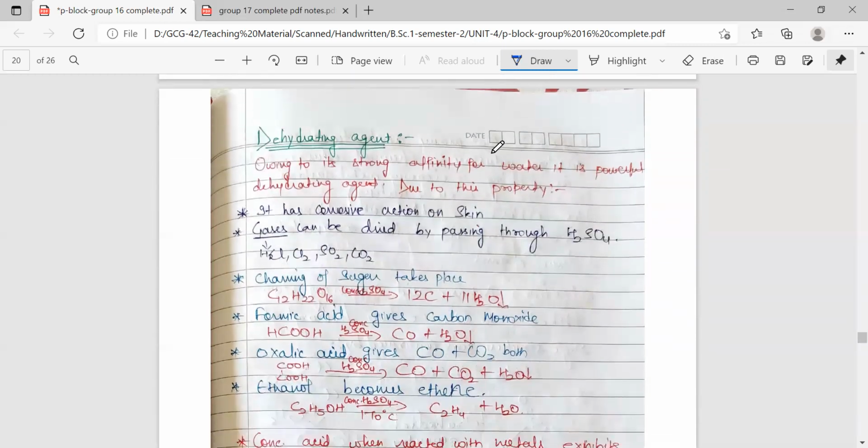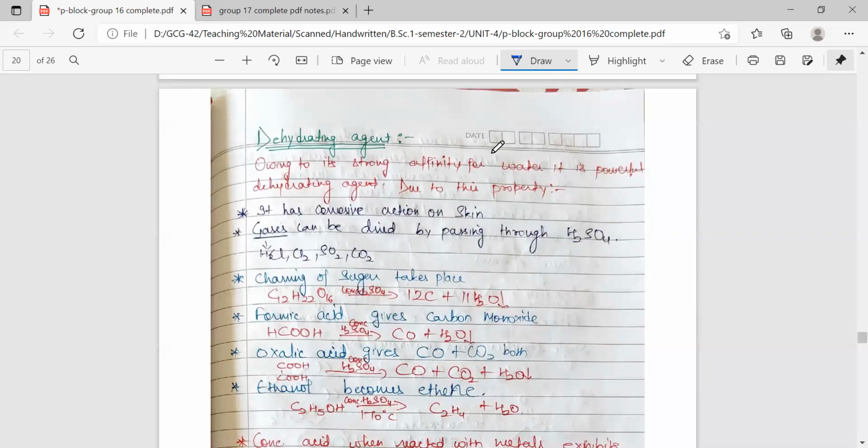It can be used as a dehydrating agent because it has strong affinity for water and absorbs water. It has a corrosive action upon skin, as it can burn our skin because it is highly dehydrating, so it will extract water from our skin. Many gases are dried by passing them over H2SO4. It can also lead to charring of sugar. Whenever we react sugar with H2SO4, it gets converted to carbon only, and black coloration appears. That is called charring of sugar, and water comes out.